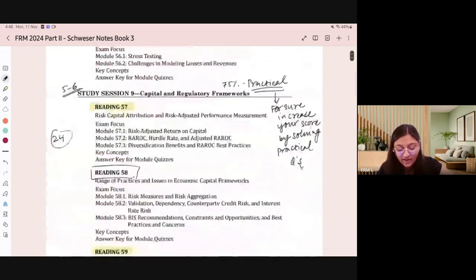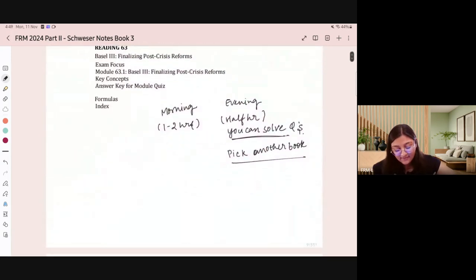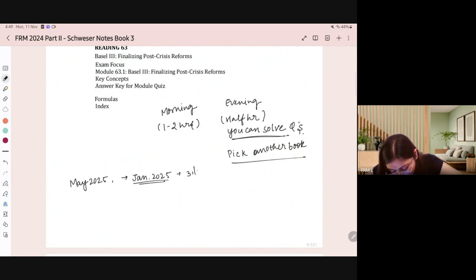Once you have completed this book, suppose your exam is in May 2025 and you are done with the book around January 2025. So you cannot just leave the book and start doing another book. You need to keep revising this book. At least you can leave any book, but this book is very important and you need to keep revising it again and again. Suppose you are completing this book by 31st January 2025, so you still have 4 months in your hand. Now if you think that you will touch the book again in March, this is not possible. You will forget everything.